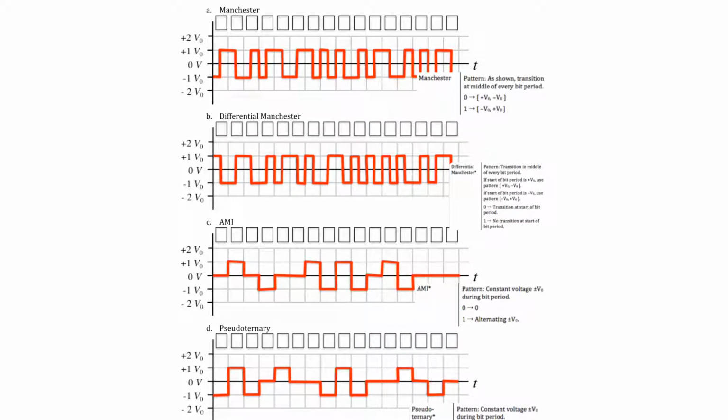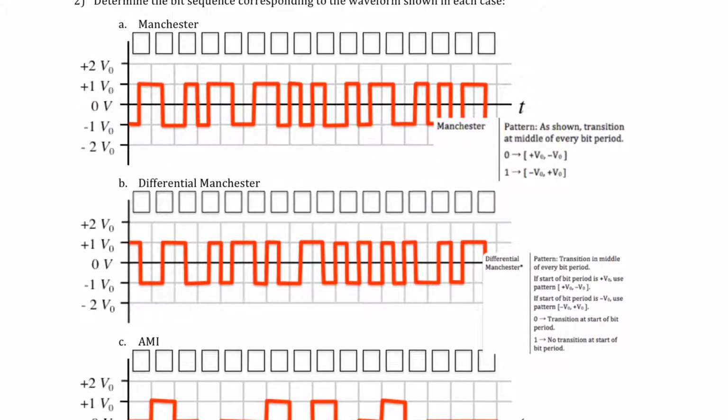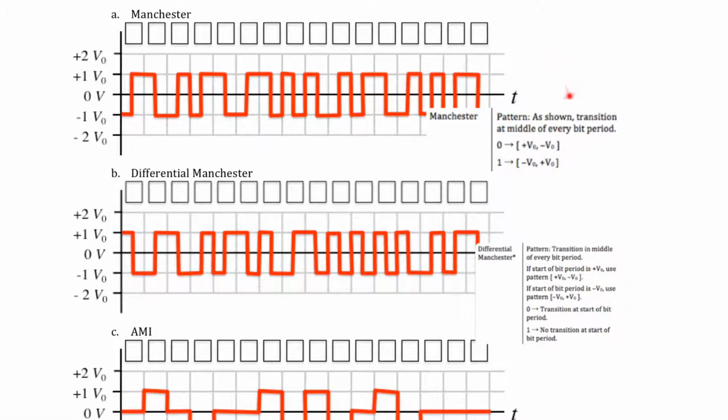Okay, in this video I'm going to do some decoding of waveforms that include Manchester, differential Manchester, AMI, and pseudo-ternary. Basically, I've pasted in the easiest description of each of these over to the right here. For Manchester, you can see that a 0 goes positive to negative and a 1 goes negative to positive, with a transition in the middle of every bit period.